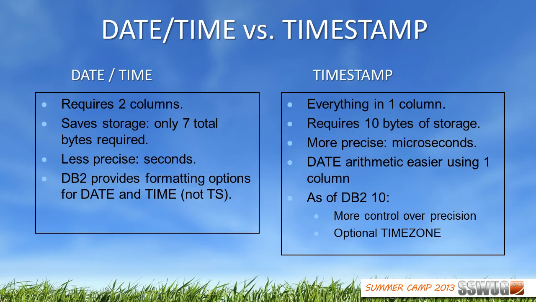The precision only goes to seconds with a date and time. We go all the way out to microseconds in timestamp. So if precision is important, timestamp's the way to go. The other thing is arithmetic. It may be easier using 1 column with a timestamp depending on the type of arithmetic you want to do. If you're only trying to calculate dates and don't care about the time portion of it, then maybe the 2 columns is more of an easy way to go.